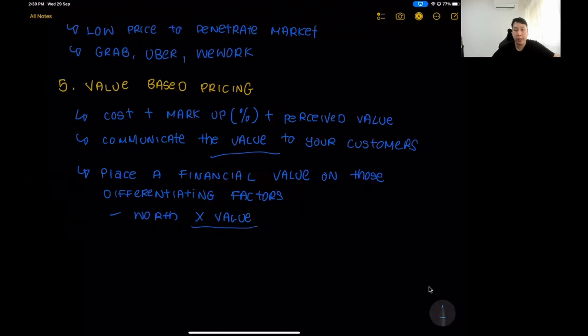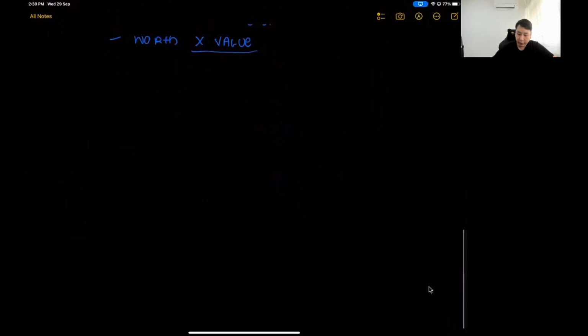If you want to charge a premium, yes. So for example, if a competitor charges $1, you are charging $5. But you need to tell them why you are premium, why you are giving them this kind of value, this kind of extra features, to actually justify the pricing.